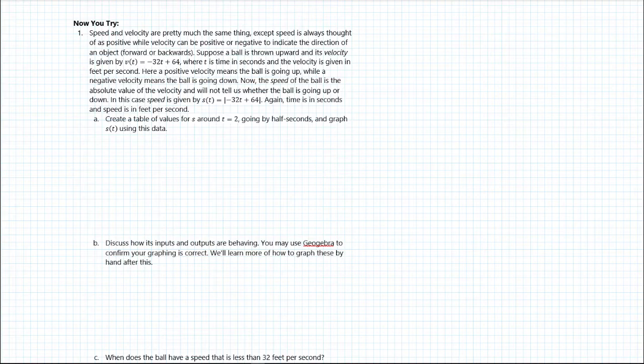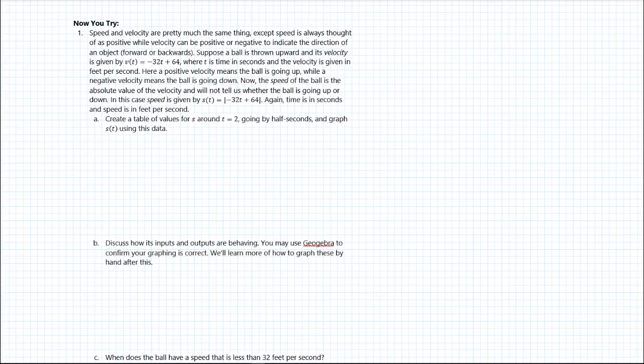So in this case, we're looking at the speed. We just read it. Speed and velocity are pretty much the same thing, except speed is always thought of as positive, while velocity can be positive or negative to indicate the direction of an object, forward or backwards. Also, it could be up or down, and that's actually what we're going to look at here.